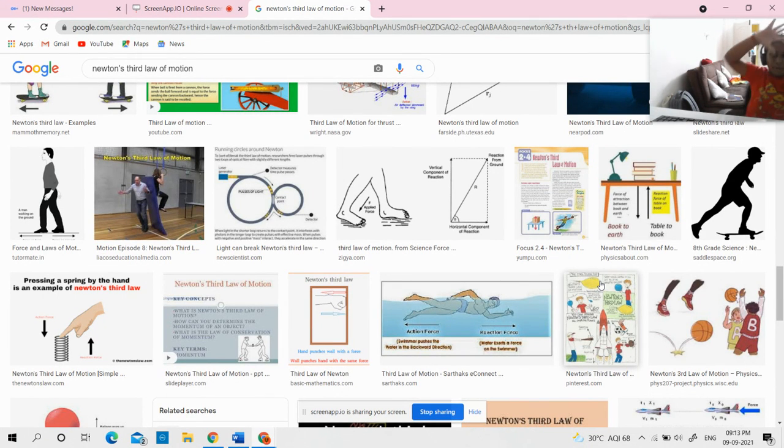So the box is in a square shape. And if you want to move it, the first 9 kg is here, and the second 9 kg is here. The third 9 kg is here, and the fourth 9 kg is here.